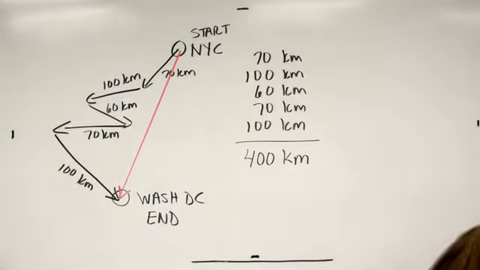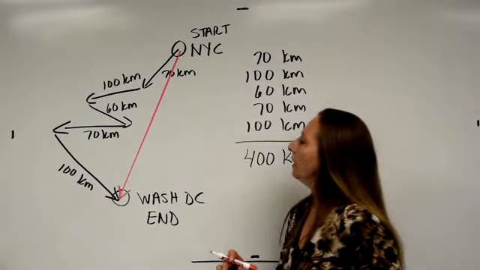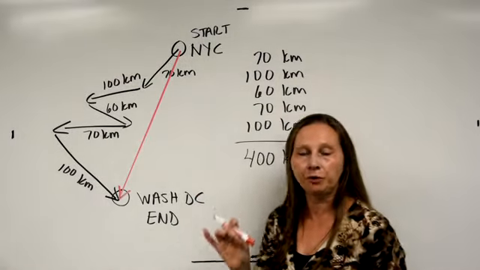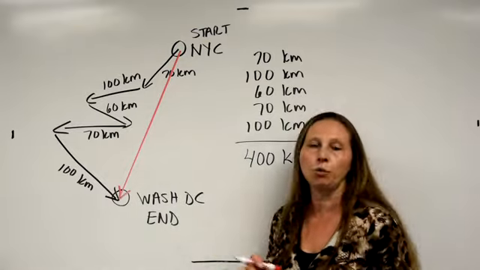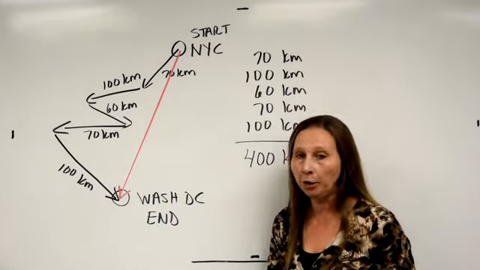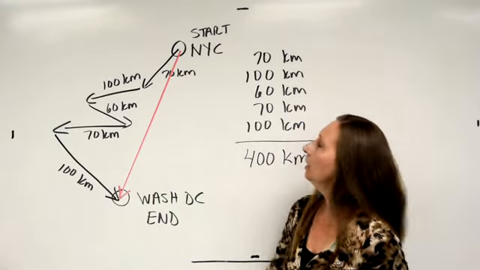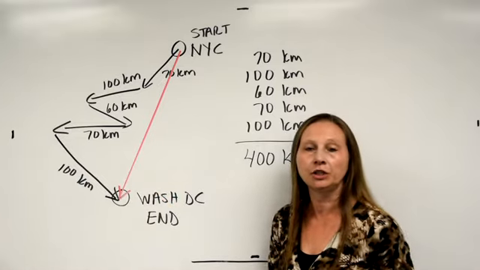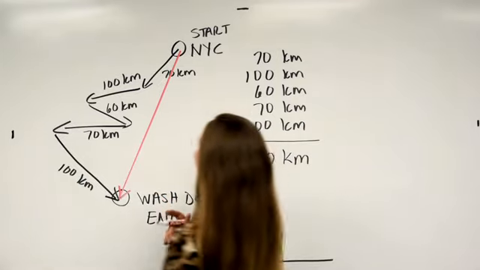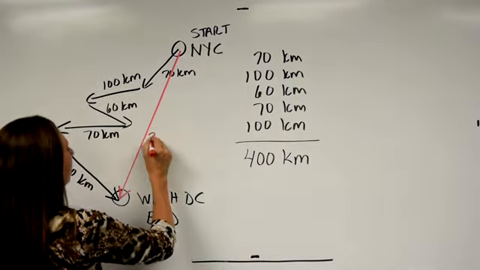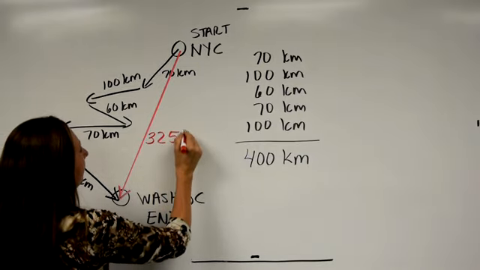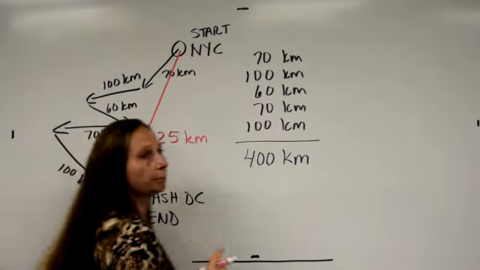Now, if she decided to fly from New York City to Washington, D.C. by airplane instead of driving, then we would be looking at the displacement. And that would be, in this case, 325 kilometers.